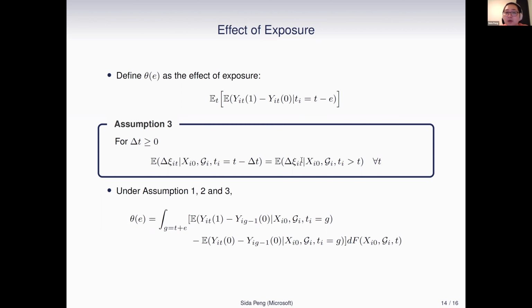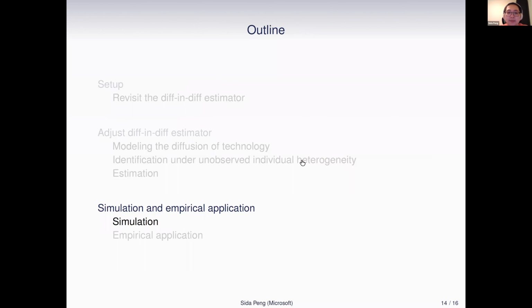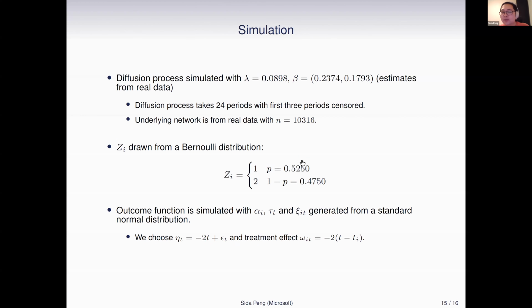Okay, yeah. So with this estimate, let me talk about some simulation results and also our empirical applications. First, we perform a simulation to show that this estimate could give a reasonable result. This simulation is generated based on some estimates from the real data.